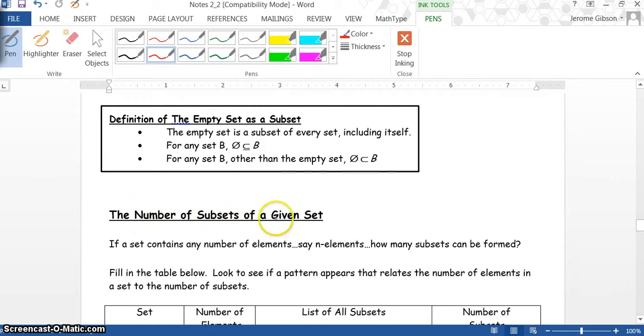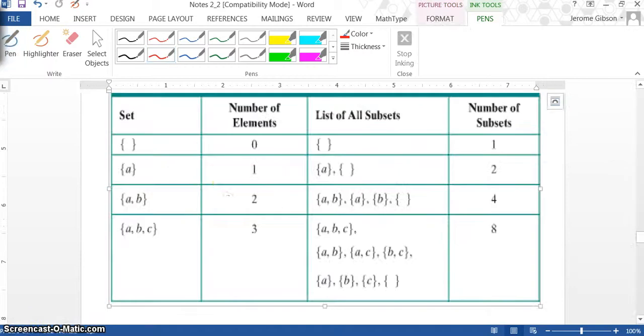Now we have the number of subsets of a given set. If a set contains any number of elements, say n elements, how many subsets can be formed? Fill in the table below. Look to see if a pattern appears that relates the number of elements in a set to the number of subsets. For the sake of time, I included the filled out table here.